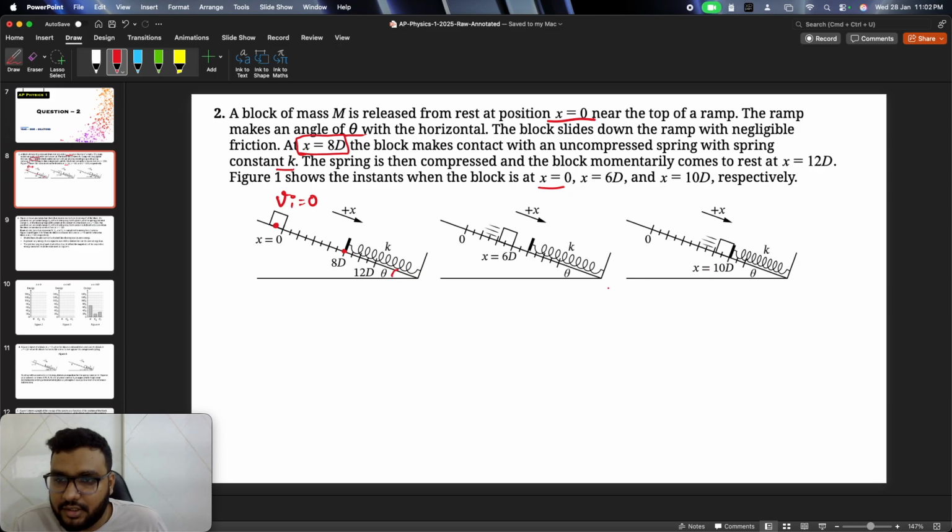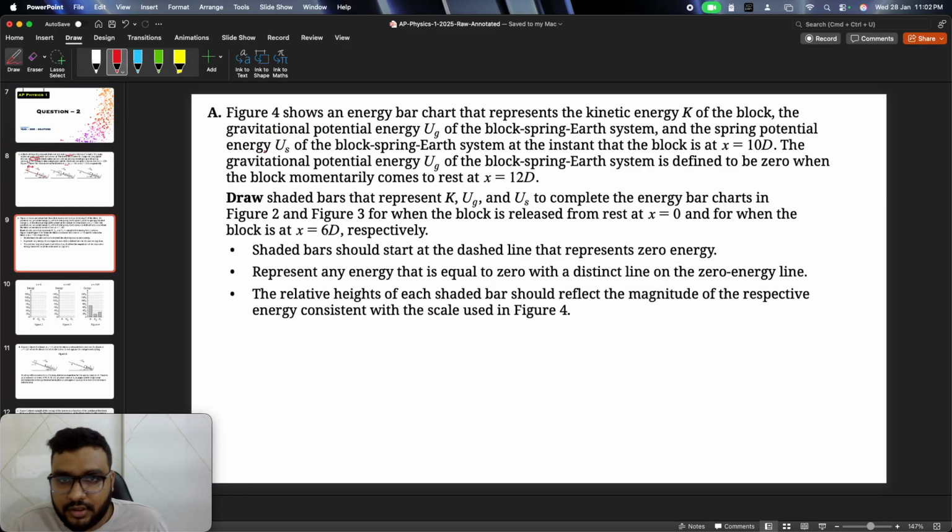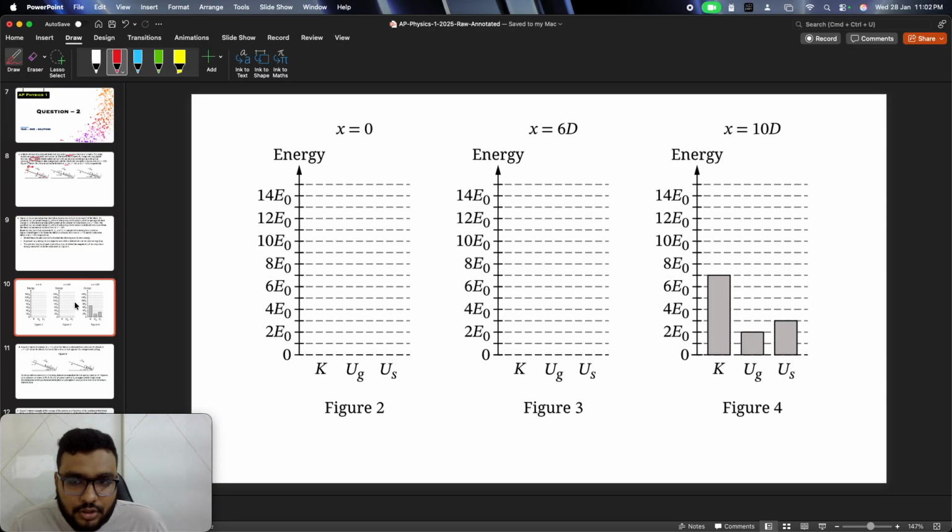We have given three different scenarios for the cart. What does the question say? Figure 4 shows an energy bar chart that represents the kinetic energy of the block, the gravitational potential energy UG, and the spring potential energy US. So we have kinetic energy, gravitational energy, and spring potential energy, and diagram 4 shows the value of each.